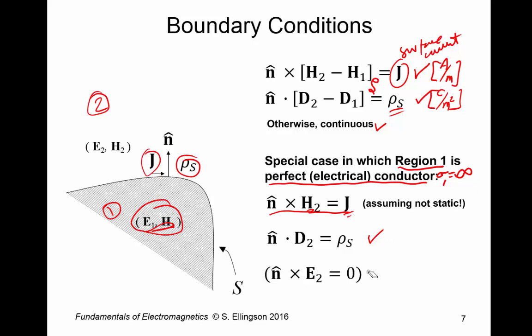Finally, there's this condition, which is really no different than what we've already said here, but this is the famous expression E tan equals 0. In other words, on a perfect conductor, you can't have a tangential component of the electric field that's anything other than 0. And this is just a mathematical way of saying that.